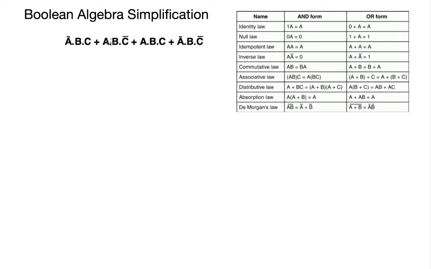Not A and B and C, or A and B and not C, or A and B and C, or not A and B and not C. Well, what is the first part that I'm going to look at? A and B and not C, or A and B and C. Now have a look at what I do here. I take A and B and I AND that with C or not C inside these brackets.